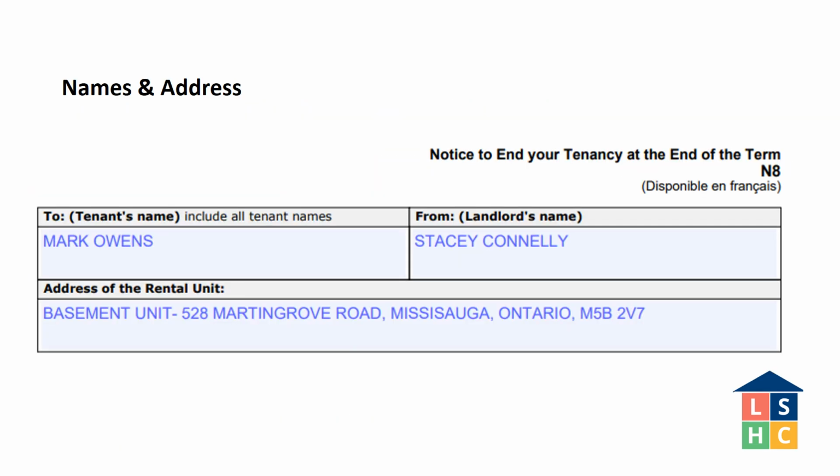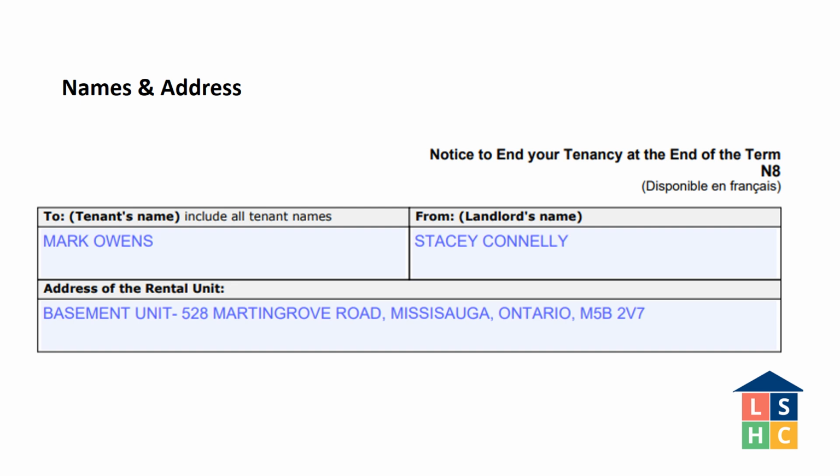When listing the tenants, include names of those who are identified on your tenancy agreement as tenants, or in the case of verbal tenancies, include names of only those who have been paying the rent. If your tenant uses a nickname, include both their legal name and their nickname.